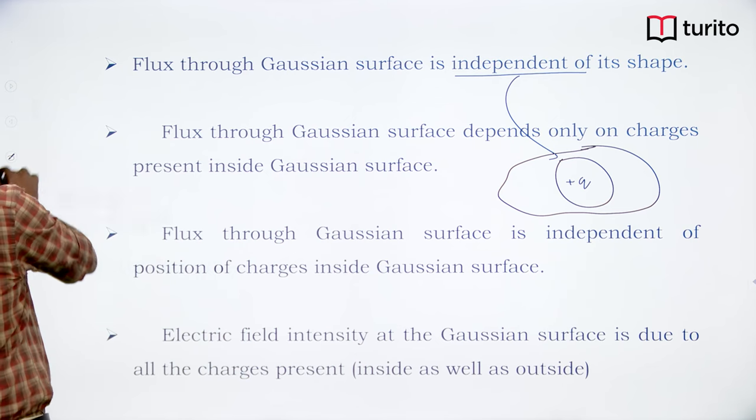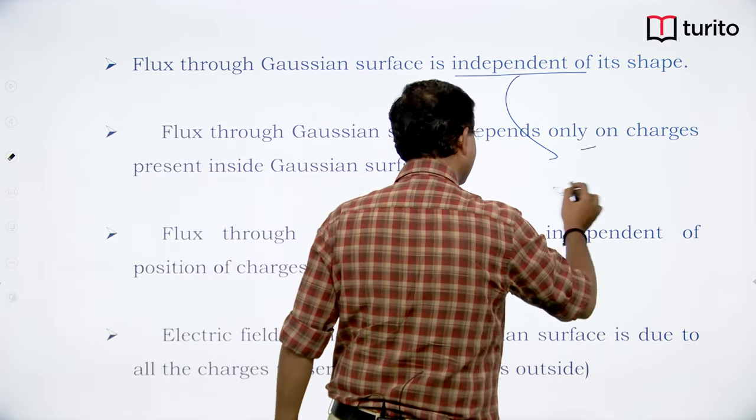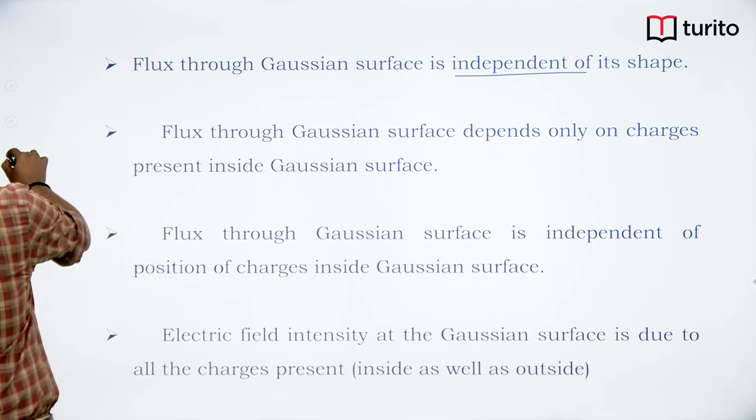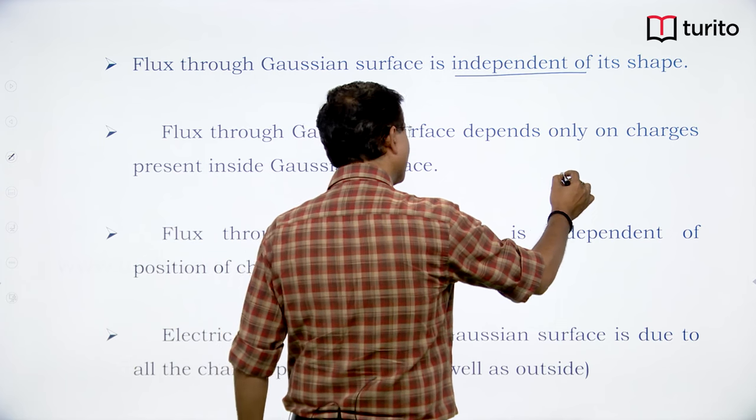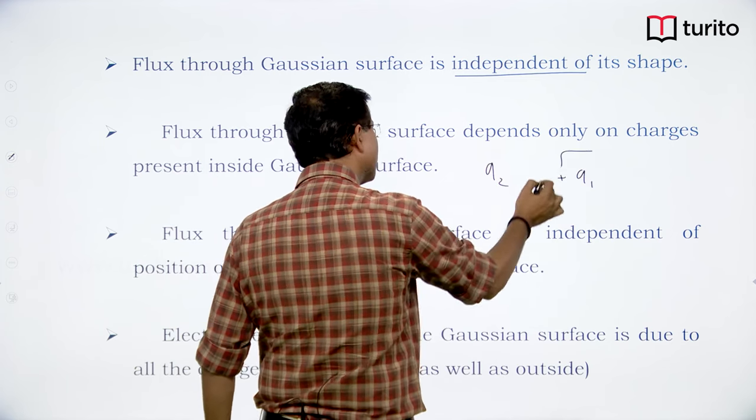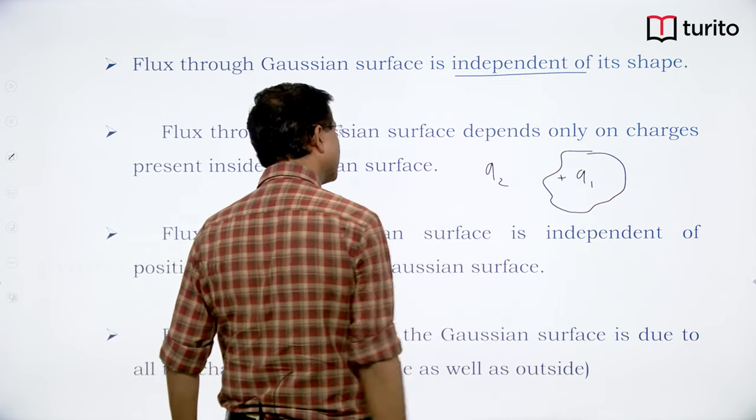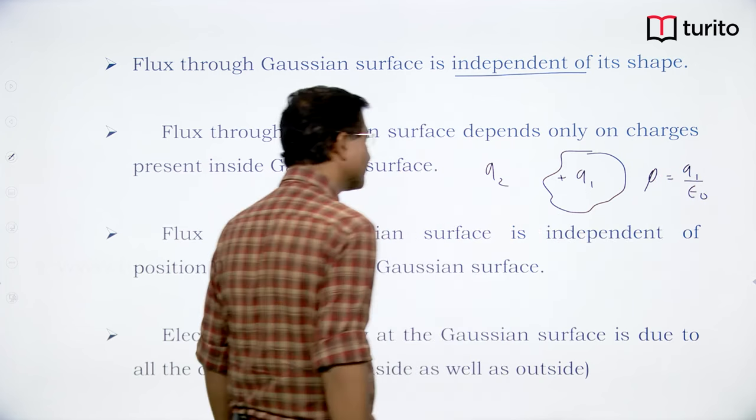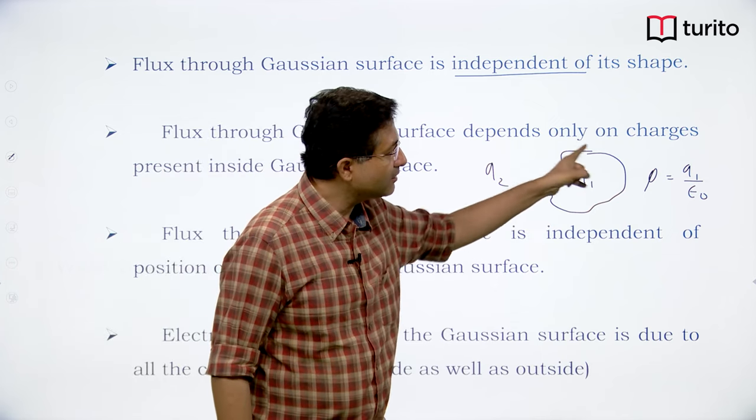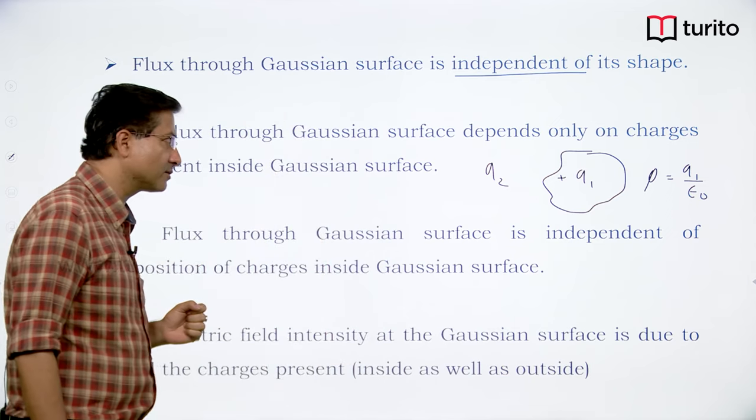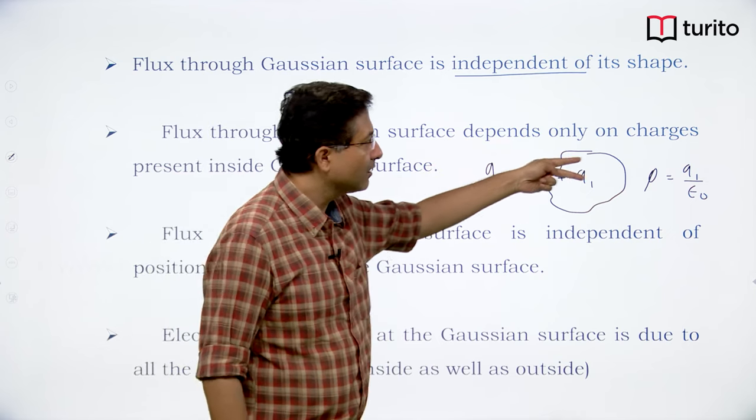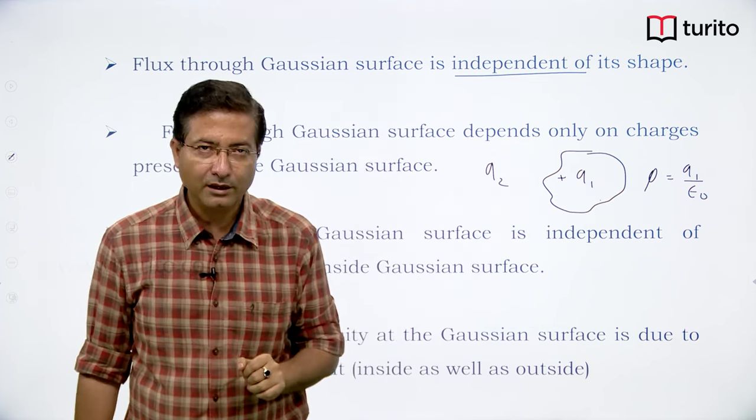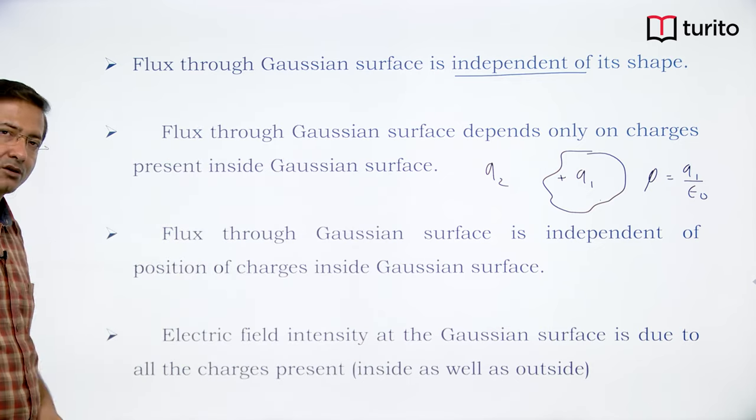Let's see the next one. The flux through a Gaussian surface depends only on the charge present inside the Gaussian surface. So here I keep Q1, here I keep Q2, and our Gaussian surface is enclosing Q1, then the flux associated just depends on Q1. We have seen that the flux comes Q1 divided by epsilon naught. So the flux crossing the imaginary surface just depends on the charge residing inside the Gaussian surface, because due to outside charge we have seen that the flux will get cancelled out. Here it will contribute negative flux and here it will contribute positive flux. These two when you add will give you 0, right. So flux will be only due to the charge present inside the Gaussian surface.